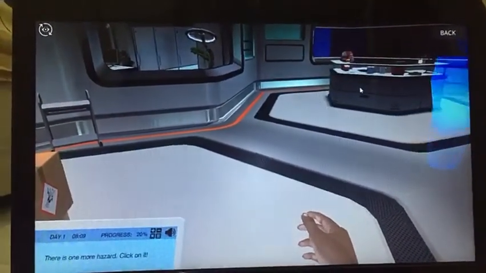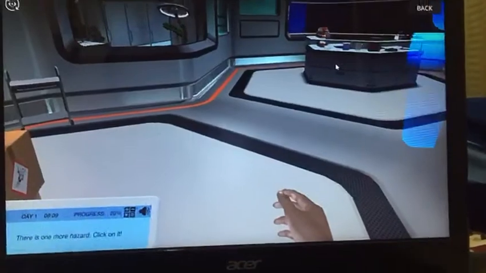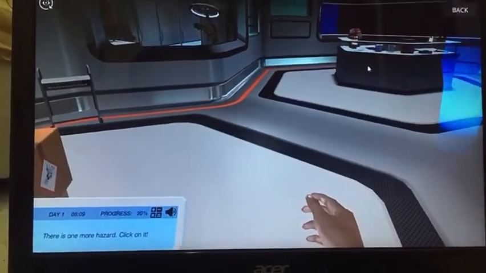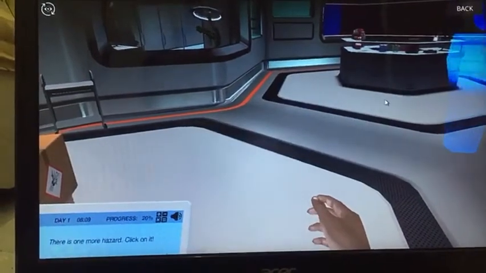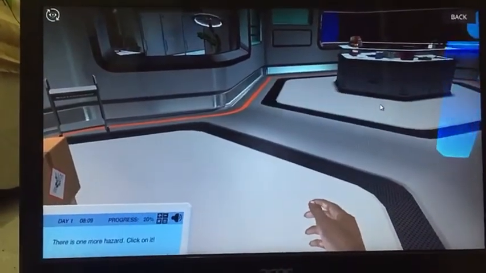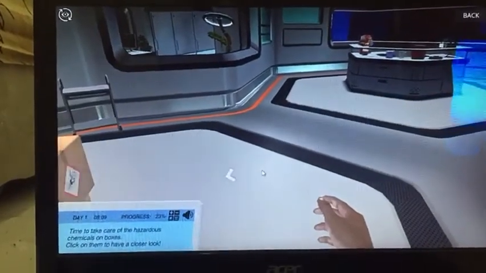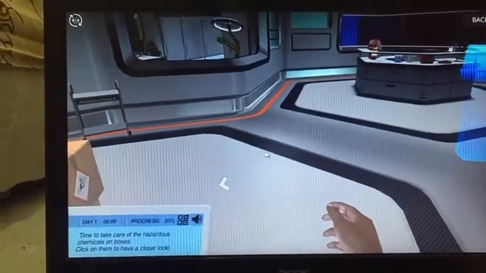That's it. This bench looks very messy. It is important to keep the lab bench tidy. Any clutter should be cleared away before starting a new experiment, and there should be no hazardous chemicals left on a workbench. Time to take care of the hazardous chemicals on boxes. Click on them to have a closer look.